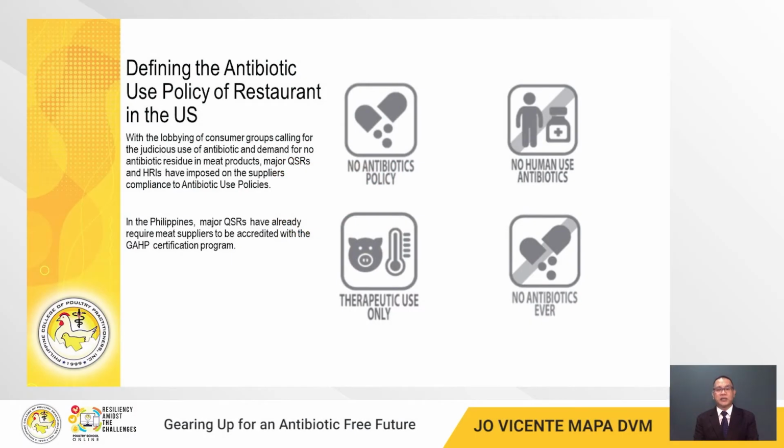GAHAP certification program. Outlined as one of the GAHAP requirements is the section on antibiotic registration, prescription, dispensing, and usage at the feed mill and farm operation. It also prohibits the use of banned antibiotics and substances in animal production.